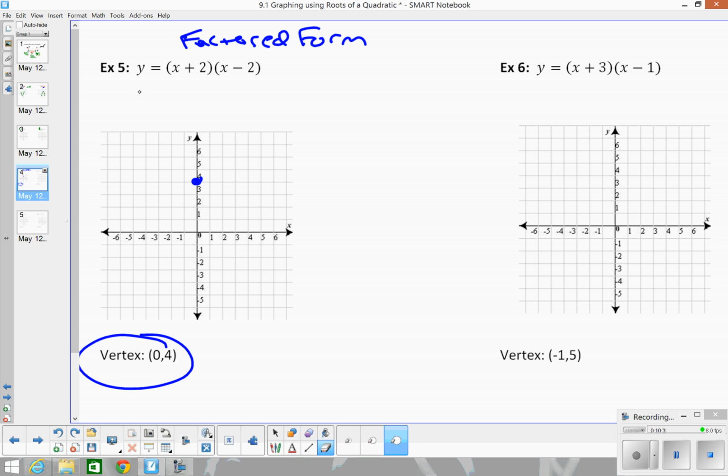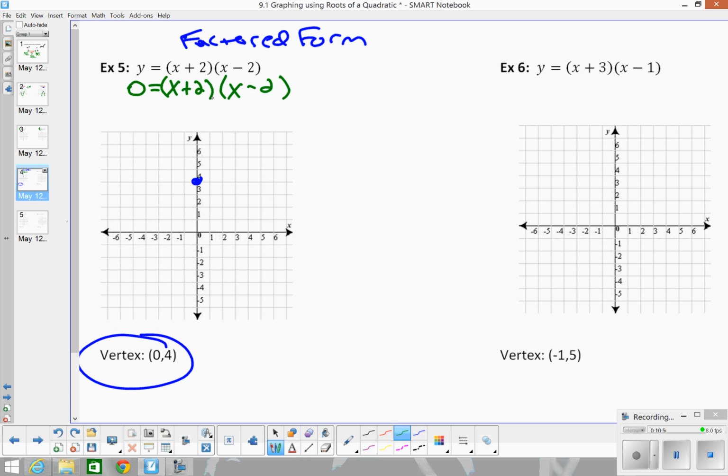So if my y is 0, what is my x value? Okay, well, this is a little bit tough to think about. But all I'm going to do is plug that 0 value in for y. So if I have 0 in for y, I'm going to have x plus 2 times x minus 2. Okay, good.